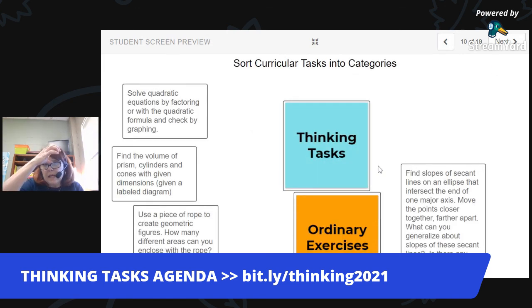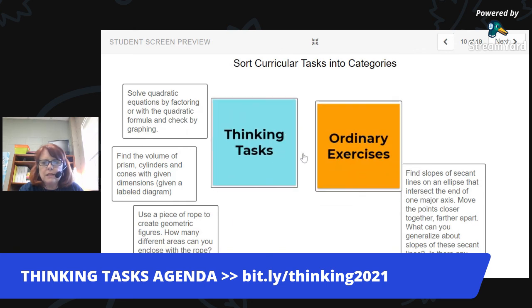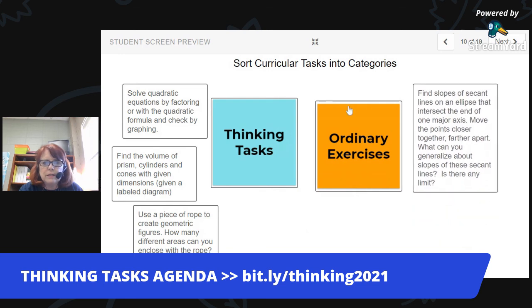So on this slide, I'm actually in a Desmos activity. If you click on the word Desmos in the agenda, so there's your thinking task agenda as a bit.ly link. If you click on that, thinking 2021, then you will see there's some cards here describing some activities, and then you are to categorize them into thinking tasks and ordinary exercises.